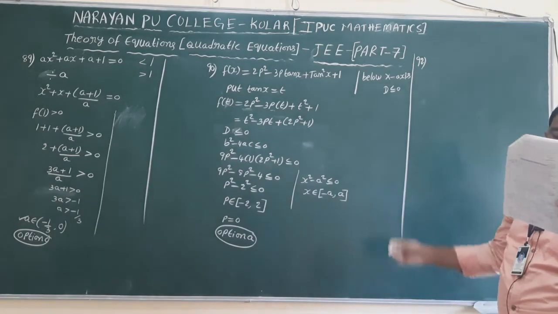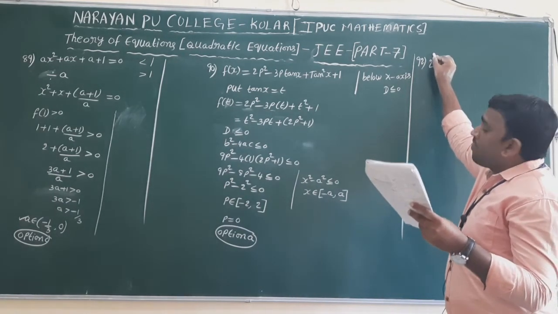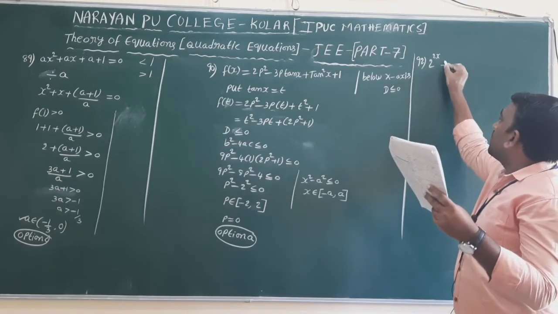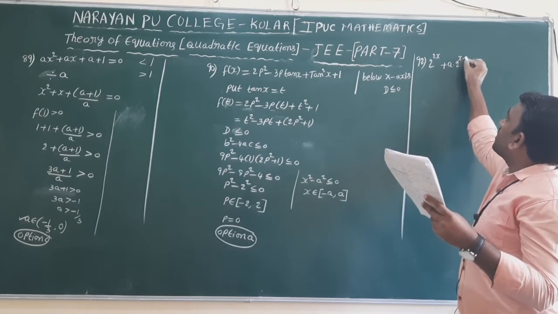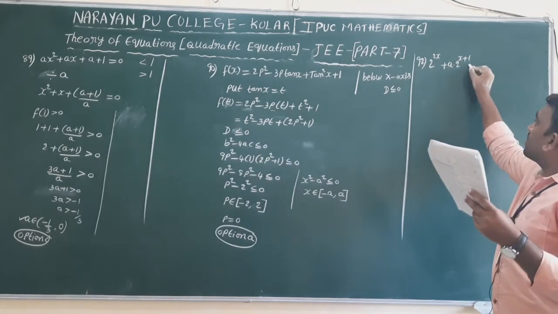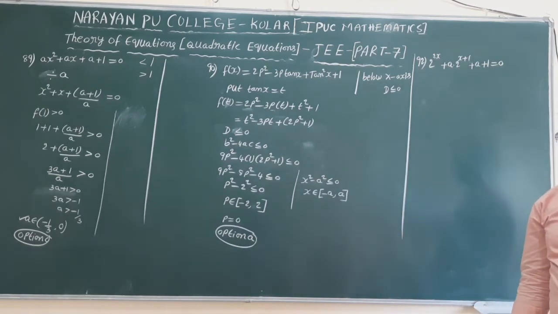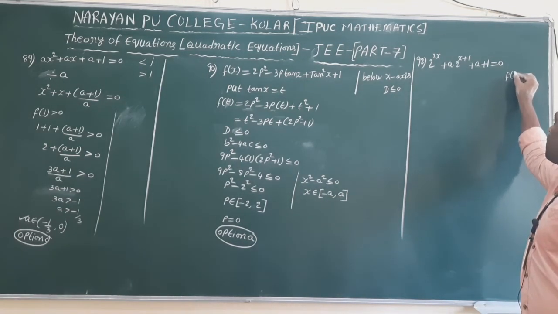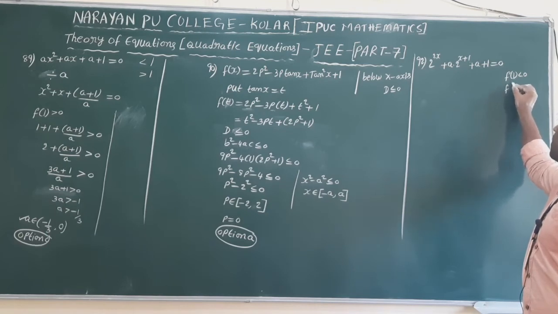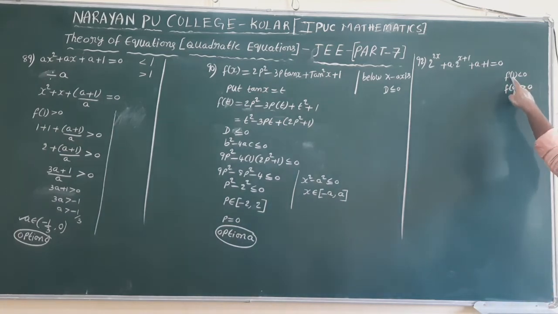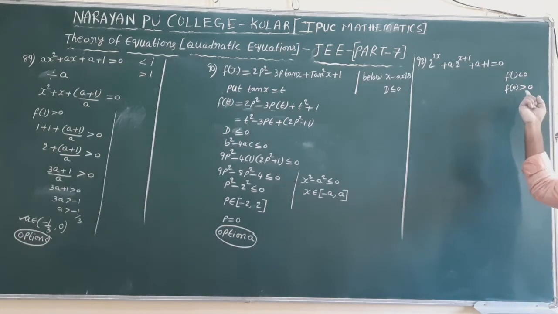92. If the equation 2 power 2x plus a into 2 power x plus 1 plus a plus 1 equal to 0 has roots of opposite sign, then find the exact set of real values of a. For opposite sign, f of 1 is less than 0 in the sense f of 0 is greater than 0. You can take any one condition. Suppose f of 1 is greater than 0, f of 0 is less than 0, you can take it.